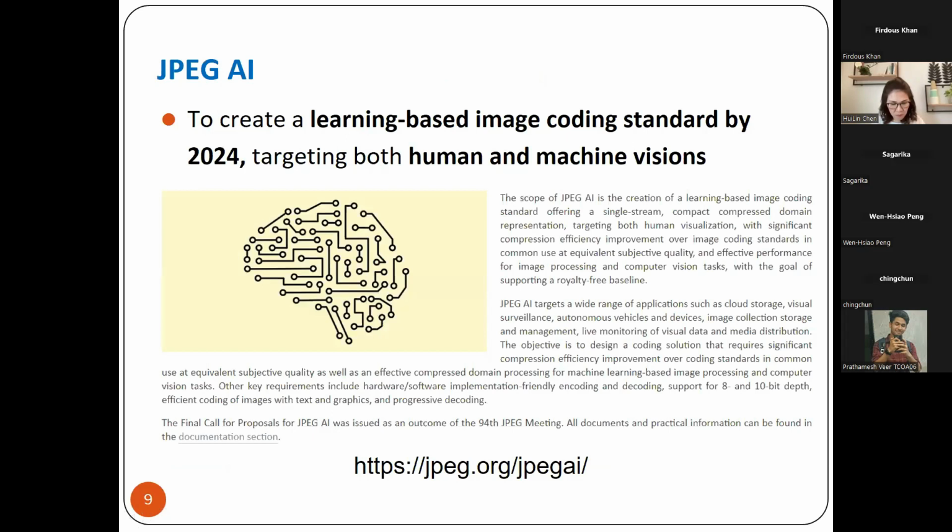This is a new standardization project developed by JPEG AI. I think most of you should be quite familiar with JPEG, which is the image compression standard often used in a camera or even in your smartphone. Now, this standard committee is trying to define a learning-based image coding standard by April next year. So basically, you will see a new coding standard that uses a neural network to do image compression. In particular, this coding standard can compress images not only for human perception, but also for machine perception, meaning that the compressed image may be suitable for any downstream computer vision task.